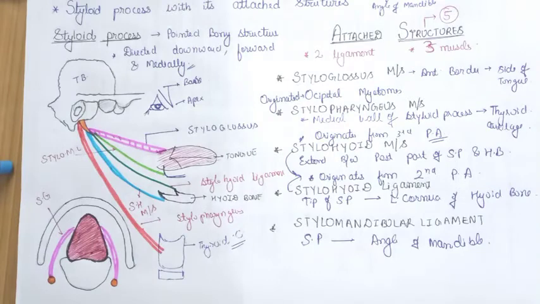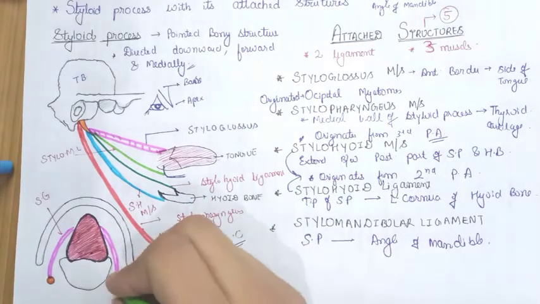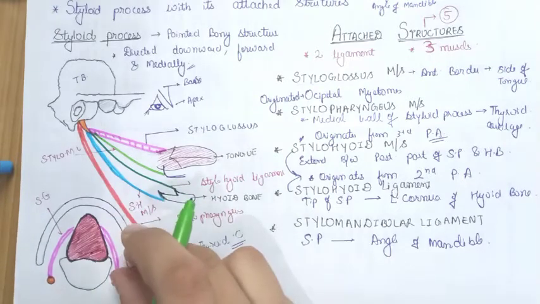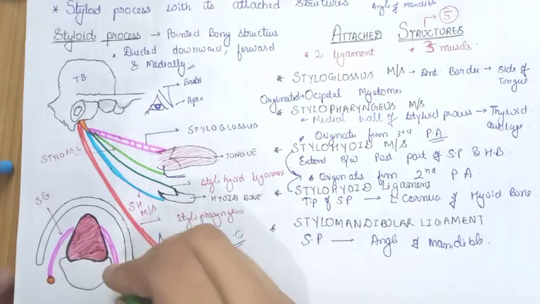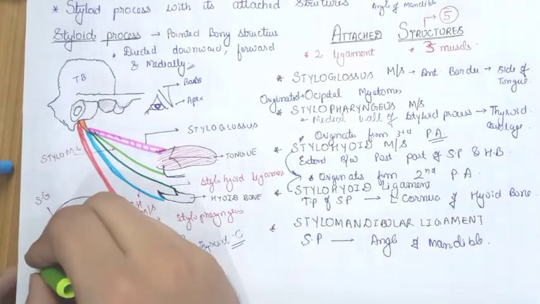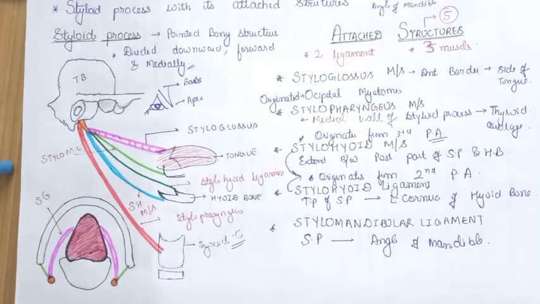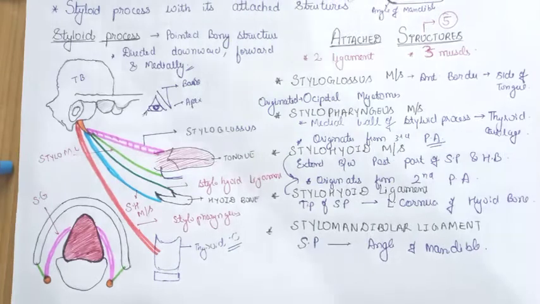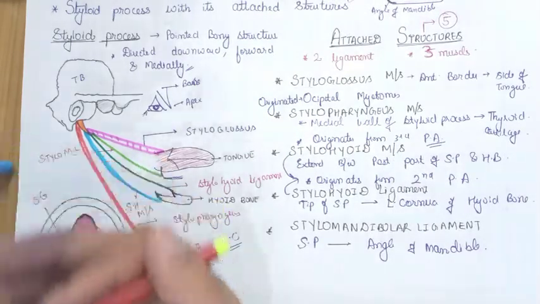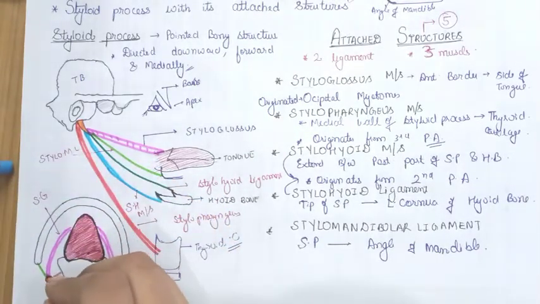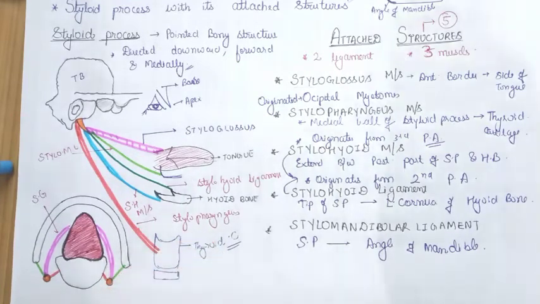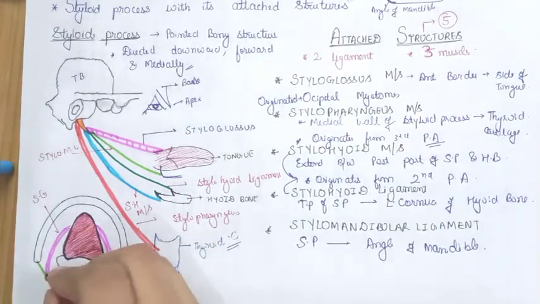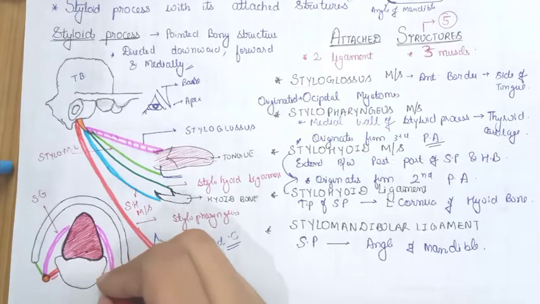Now the next we are going to draw is the stylomandibular ligament, and you can easily see here this is the angle of mandible, and from here it extends upward. So this is the stylomandibular ligament. We can show one more muscle, that is the stylopharyngeus. Like this we show the stylopharyngeus muscle. So this is the opening of the pharynx just behind the tongue. It makes attachment like this. This muscle in red denotes the stylopharyngeus muscle.